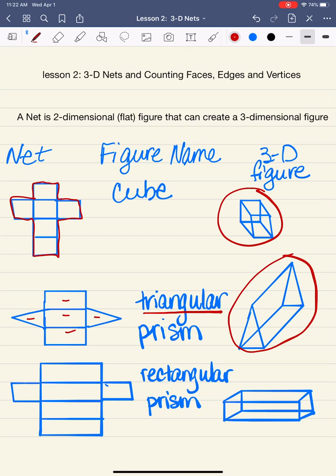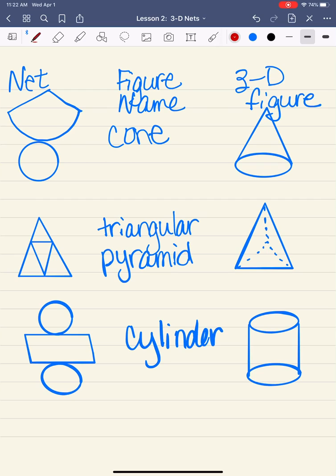The third one, the rectangular prism, the net can look similar to the net for the cube, but notice it's not always going to have the squares everywhere. So this one has all rectangles, and then it would make the rectangular prism. Okay, the net for the cone, remember, a cone's going to have that circle base, so that's here. And then this part up here is going to be where it forms this part of the cone, the pointy part.